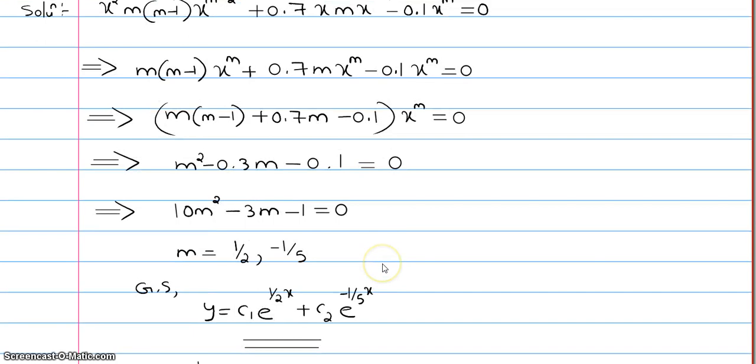To make the simplification easy, we are multiplying throughout both sides by 10. We will get the quadratic equation 10m square minus 3m minus 1 equal to 0. So the roots are 1 by 2 and minus 1 by 5. Both are real numbers and at the same time they are distinct. So the general solution format will be c1 e raised to 1 by 2 x plus c2 e raised to minus 1 by 5 x.